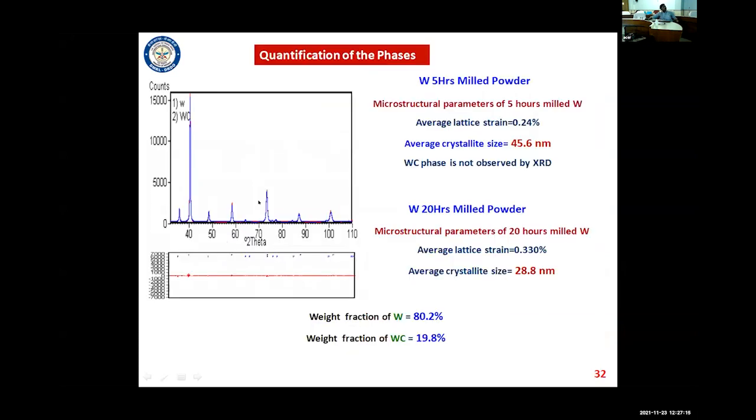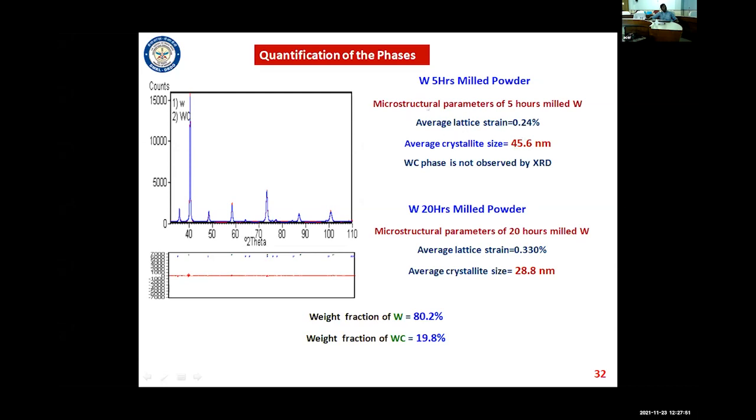As I mentioned, by using XRD we can also do quantification of the phases present in the material, where the counts or intensity are directly proportional to the volume fraction of the phases. Here this is tungsten powder milled for 5 hours, and its microstructure parameters are given here. Using the Williamson-Hall method I derived these: the average lattice strain is around 0.24%, and the average crystallite size is around 45.6 nanometers.